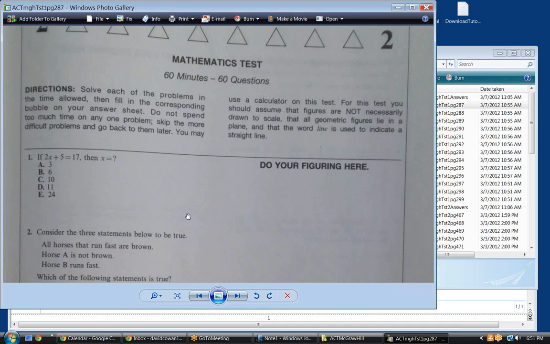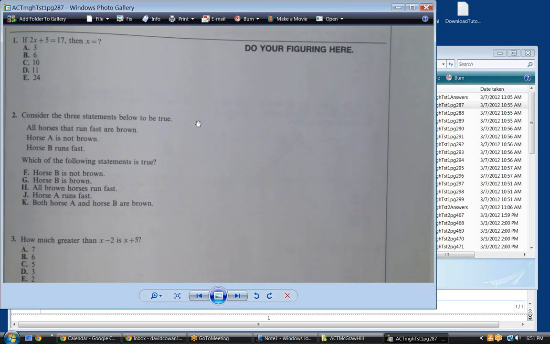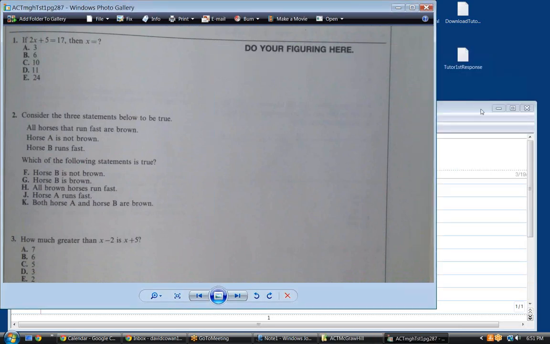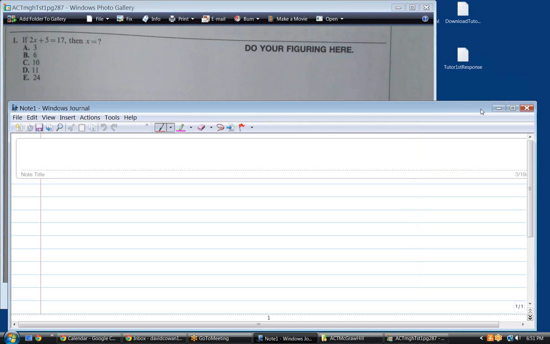Okay, there's 60 math questions and you have 60 minutes. Not that we're going to time you, but it's a good thing to know that you have about 1 minute per question on average. So you kind of want to keep that in mind when you're taking the test. Right. Let's just start with number 1. How do you solve that?